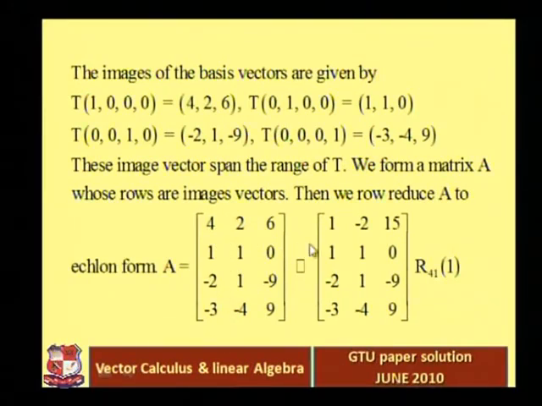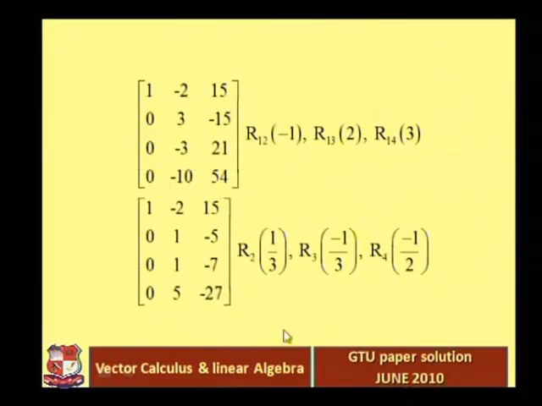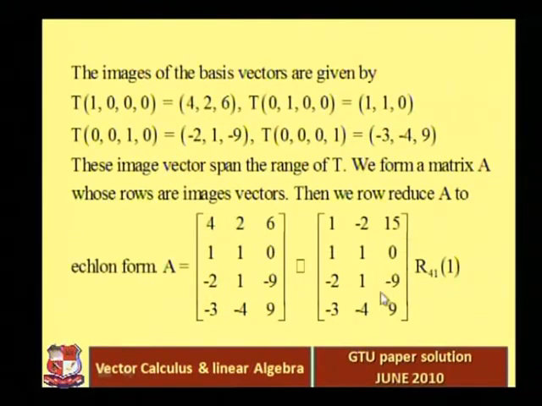So 4 minus 3 you will get 1, 2 minus 4 you will get minus 2, and 6 plus 9 you will get 15. The second, third and fourth rows are the same: 1, 1, 0, minus 2, 1, minus 9, minus 3, minus 4, 9. Okay. Here is the next matrix we want to convert.